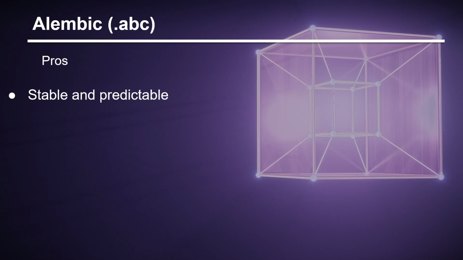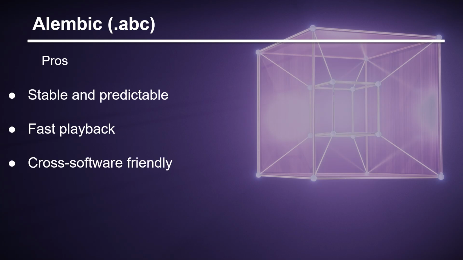So the biggest advantage is stability and predictability. It has fast playback, and because of its usefulness, it is cross-software friendly as the vertices are baked and you're essentially just importing a finalized animation. And basically, what you baked is exactly what you get, so there's no surprises. Now that we've had a look at the pros, let's have a look at the cons.